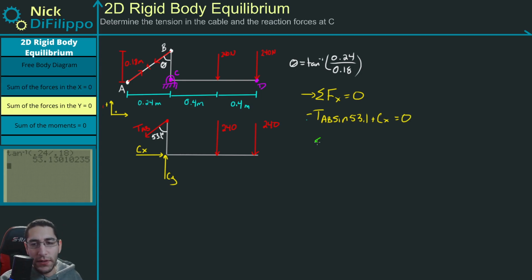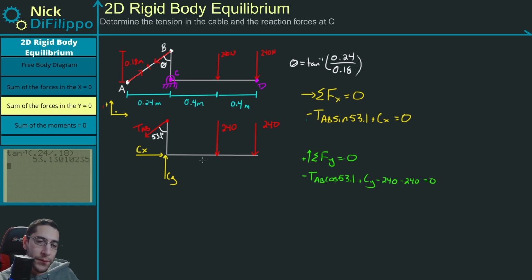Now we want to sum our forces in the Y direction. So these are going to be equal to 0. Anything that's going up is going to be positive. When we decompose TAB, the Y force is pointing downward. So we want to say minus TAB times the cosine of 53.1. Then we're going to have plus CY minus 240 minus 240 is equal to 0.